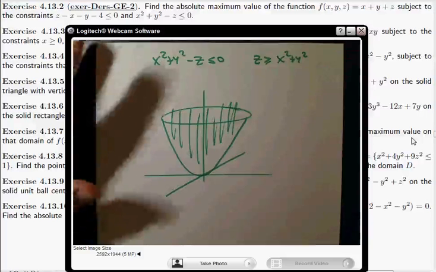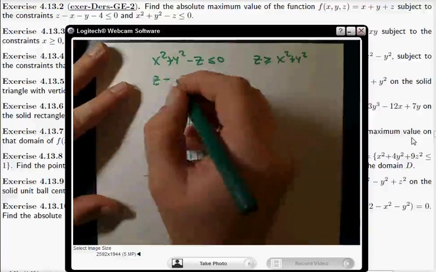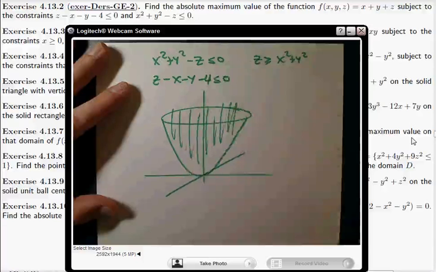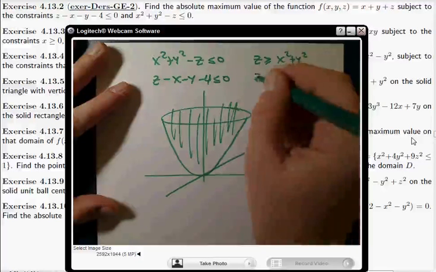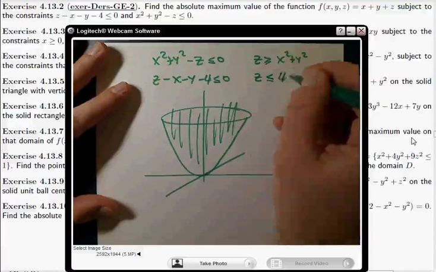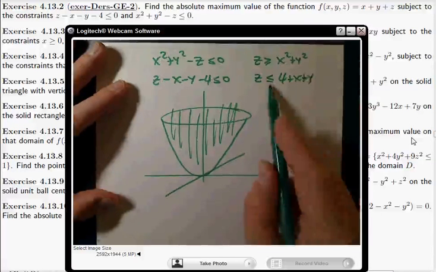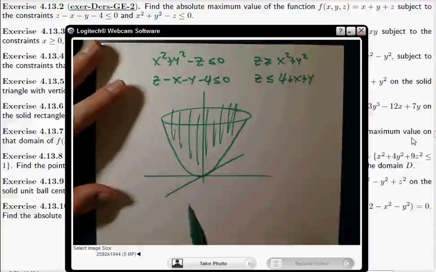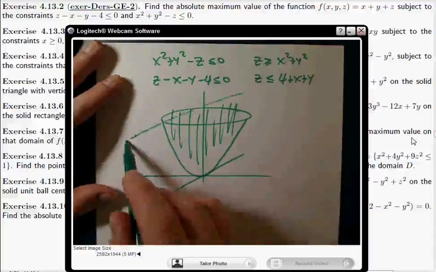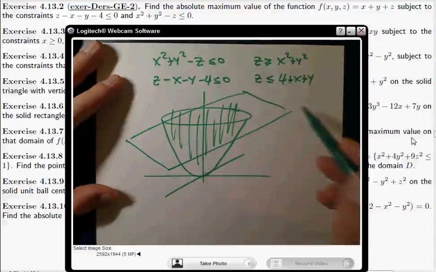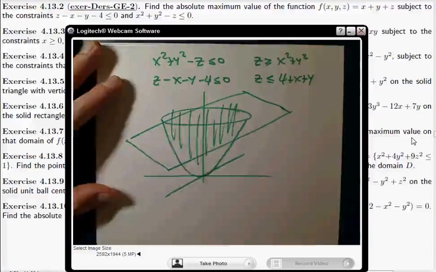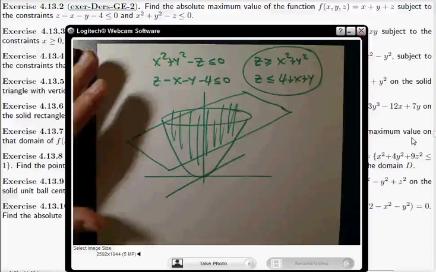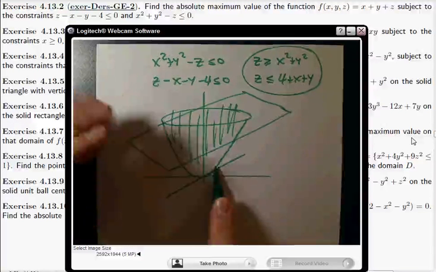Now the next surface is z minus x minus y minus 4 less than or equal to 0, which I can rewrite as z less than or equal to 4 plus x plus y. Again, ignoring the inequality, the equation z equals 4 plus x plus y is some plane. Let me just draw some plane. And z less than that means I'm looking at the part below that plane. So altogether, the set described by these two inequalities is everything above the paraboloid but below the plane.